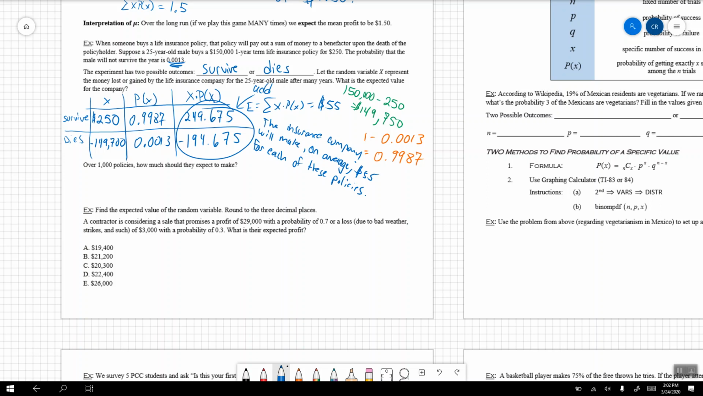Now the next part says that over 1,000 policies, how much should they expect to make? If they're selling 1,000 of these policies, since we got an expected value of $55, we expect to get $55 for each policy they sell on average. So 1,000 times 55, they should stand to make $55,000 if they sell 1,000 policies. That is insane.